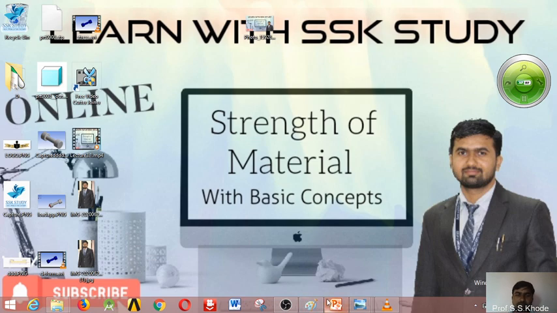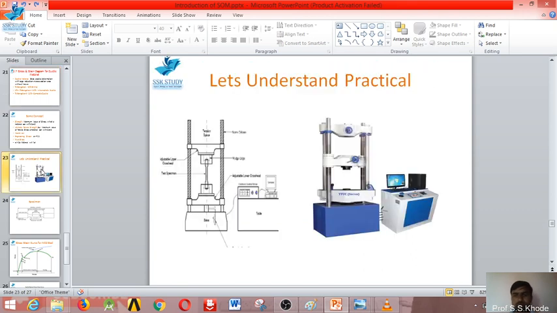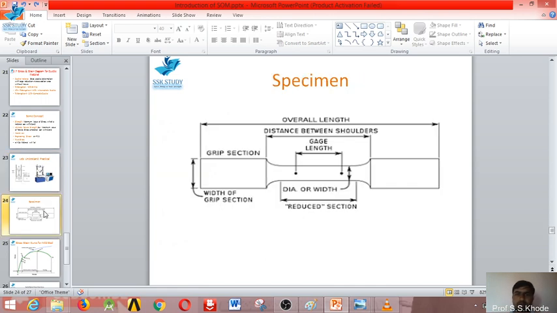In lecture number 3, we discussed the basic concept and the fundamentals required for the stress strain diagram for ductile material. Then we understood how to perform the practical on the universal testing machine, and the specimen required to perform the tension test, or the tensile test, on the universal testing machine.